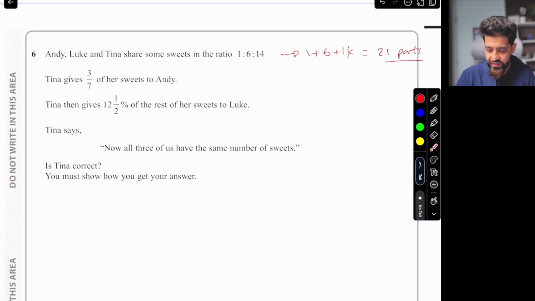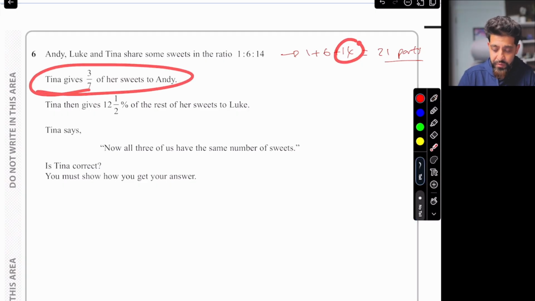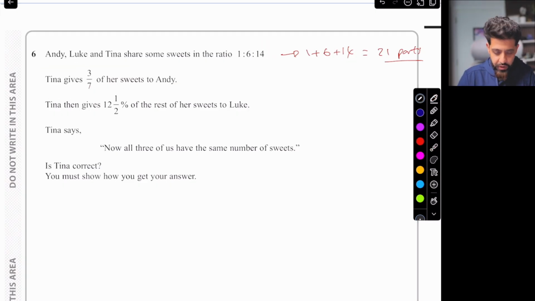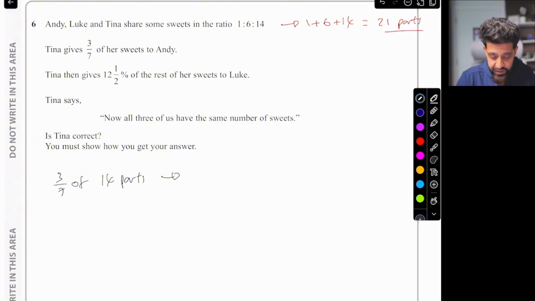But we know what Tina's giving away. It's Tina that's giving away from her 14 parts. So we want to work out 3/7 of 14 parts. That's the most crucial part. So how do we do that? We've got a calculator, so we can just make this into a times sign because of means times. So we can do 3/7 times 14. And what do we get? We get 6. So 14 divided by 7 is 2, times 3, 6. So 6 parts. That's the amount that goes to Andy.